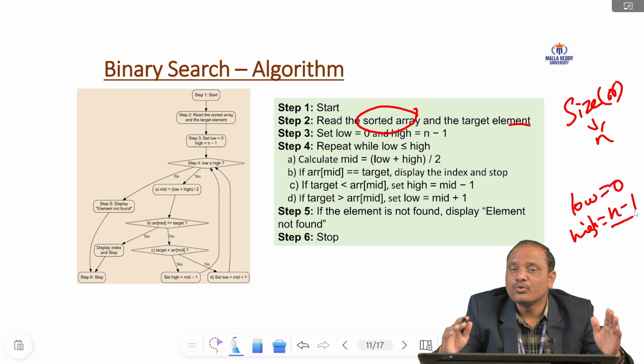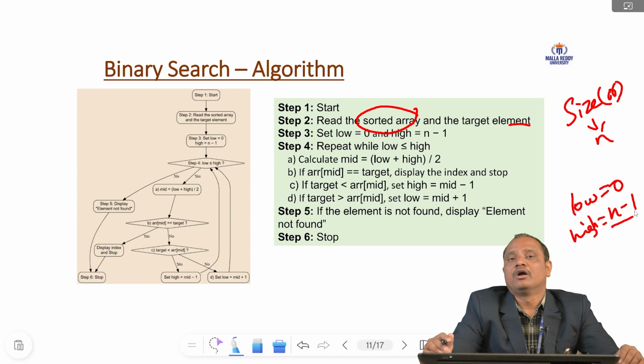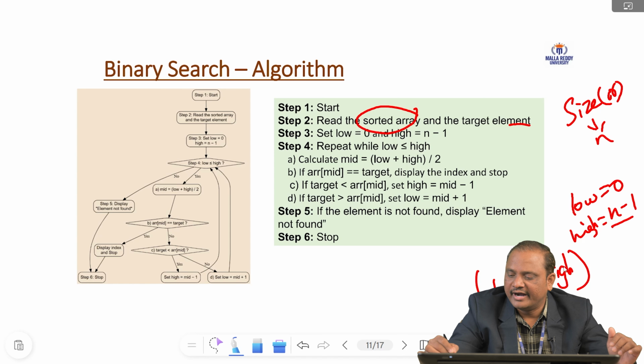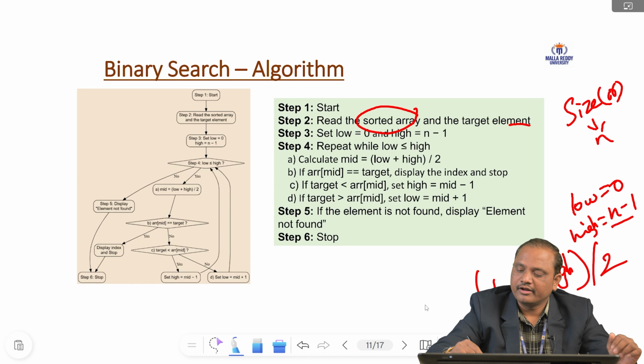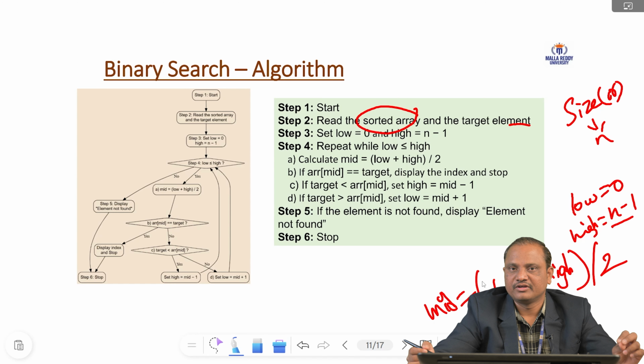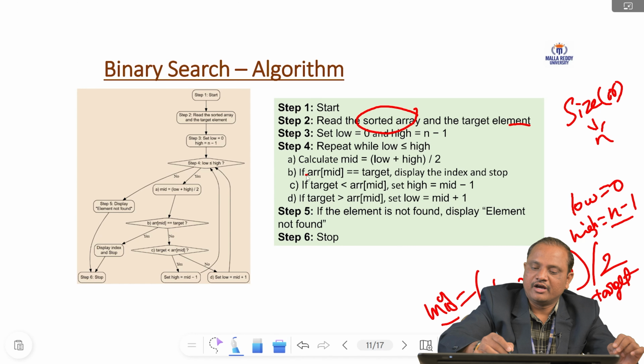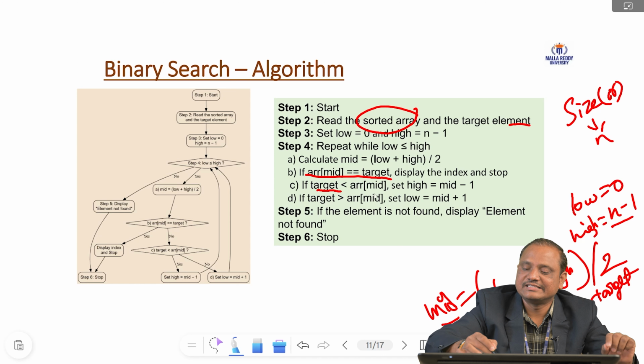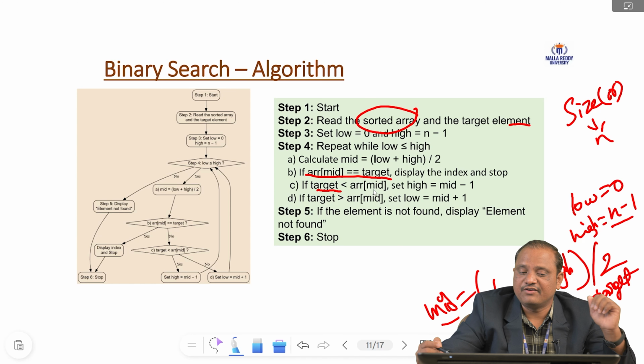We have to repeat here. First, we have to divide the entire array into two halves. We can divide with a simple formula: low plus high by 2. Then it will be treated as mid. Then we will compare whether array of mid is equal to target or not. If array of mid is the target element, then simply we will stop the searching and return the index position. If target is less than array of mid, that means it will be on the left side.